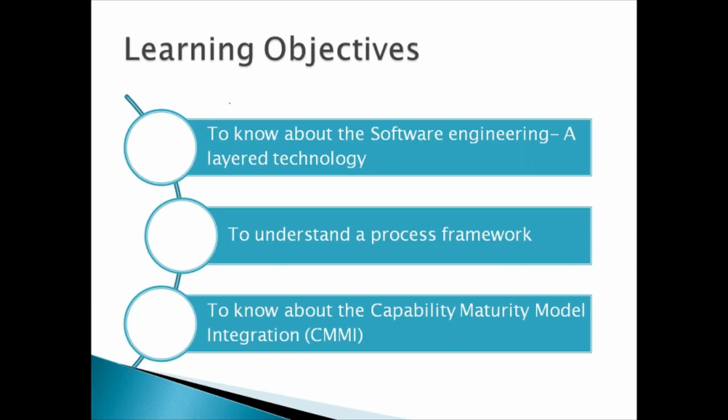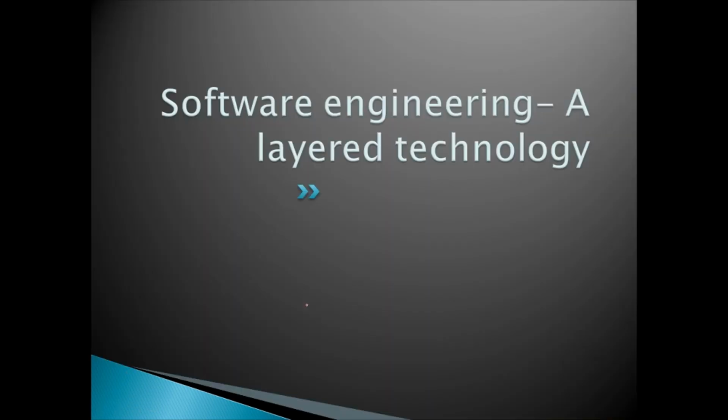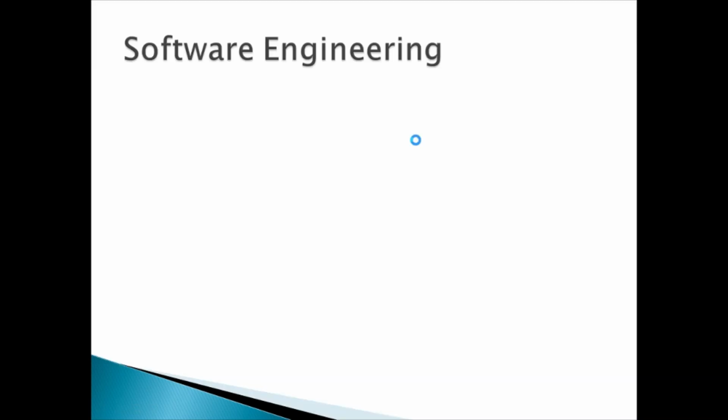The learning objectives for this lecture: number 1, to know about software engineering as a layered technology. So we are going to see the software engineering approach as a layered one. Second, the LOE talks about understanding a process framework. And third one is to know about the CMMI, that is the Capability Maturity Model Integration. Okay, so let us start the first part, that is software engineering, a layered technology.